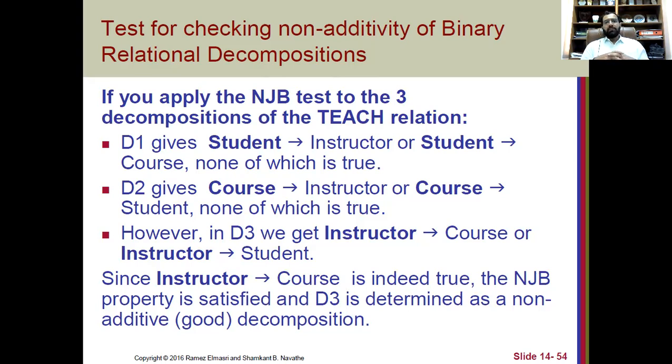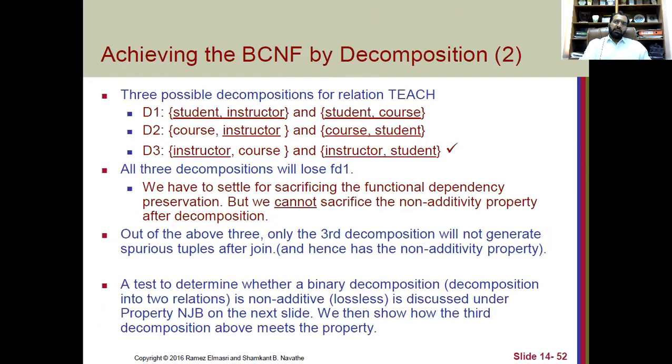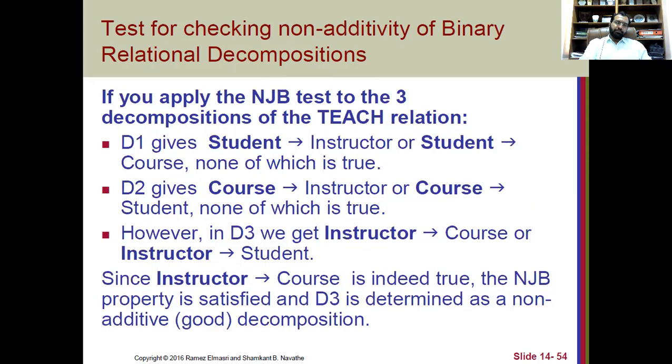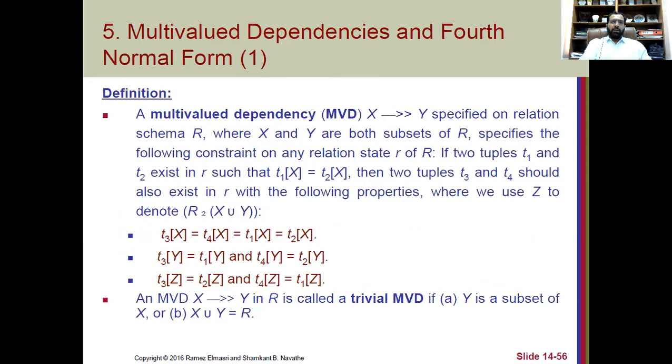However, for D3 we get instructor implies course or instructor implies student. Since instructor implies course is indeed true, the NJB property is satisfied and D3 is determined as a non-additive good decomposition. So out of these three, D1, D2, D3, D3 fulfills this testing criteria of the lossless join or non-additive join property, and therefore that is applicable over here.